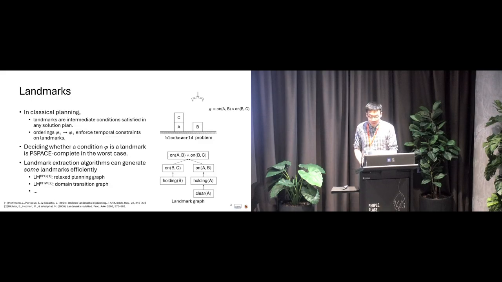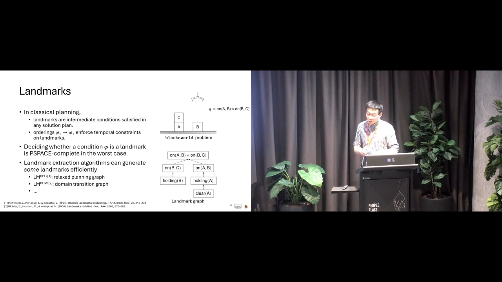Okay, so a quick refresher on landmarks. A landmark in the classical planning setting, as I said, is a condition that has to be true in every solution. So in this familiar blocks world problem, if the goal is to have A on B and B on C, then B on C is a necessary intermediate step. You have to reach a state that satisfies B on C along the way to any solution. So it's a landmark.